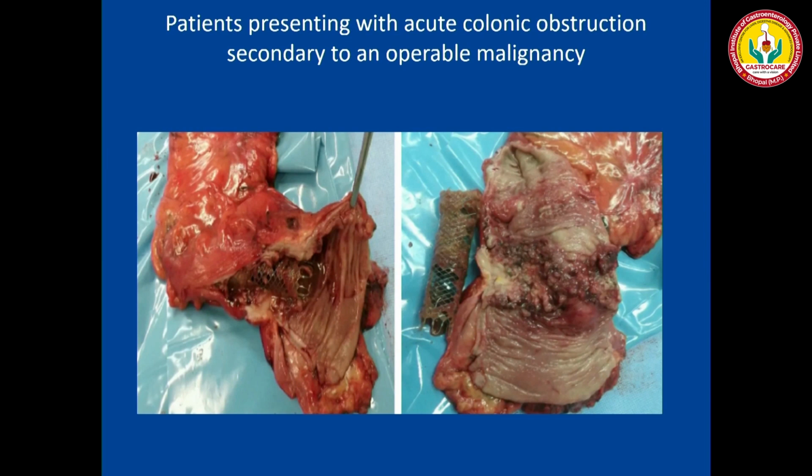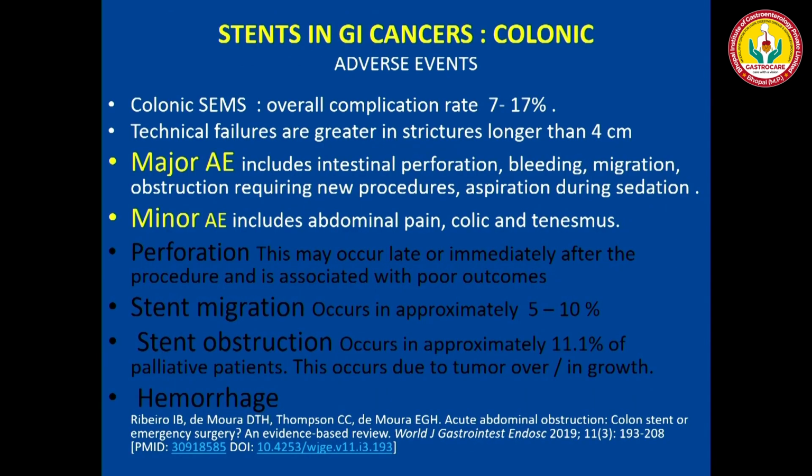This is again basically a patient who presented to us with acute colonic obstruction secondary to operable malignancy. The stent was placed, and within 15 days the surgery was performed. This is the resected specimen showing the stent as well as the tumor.